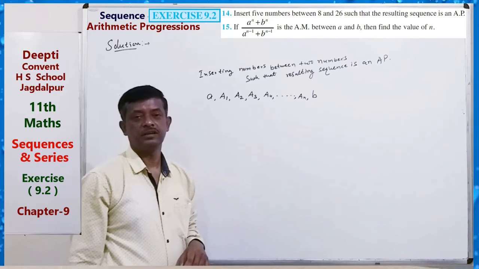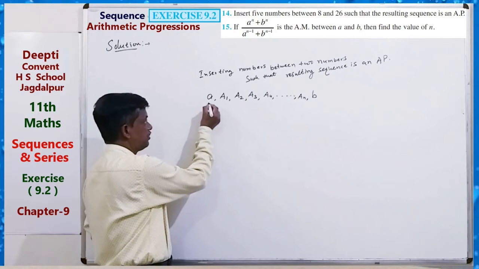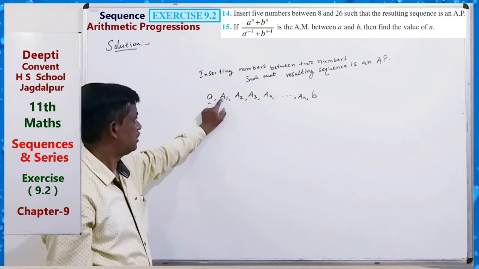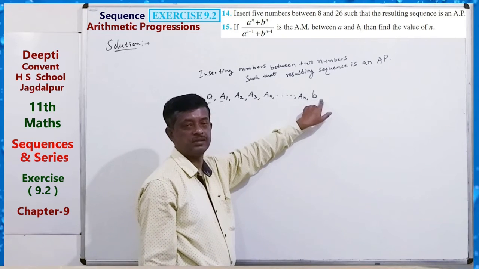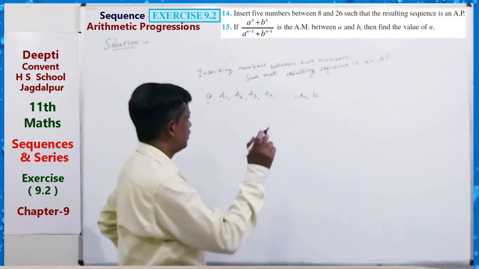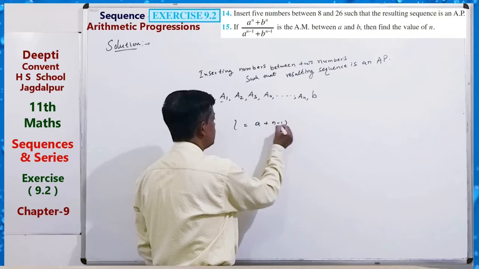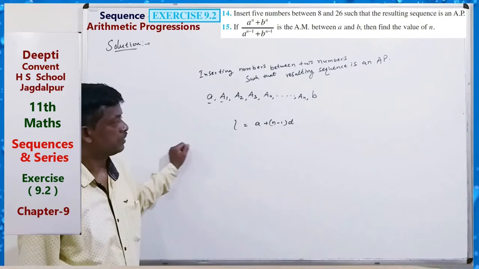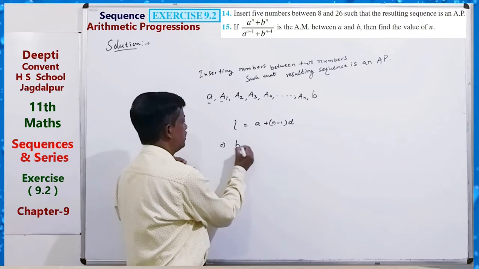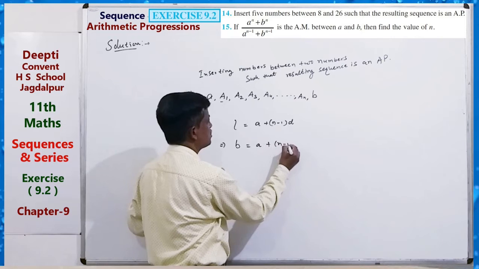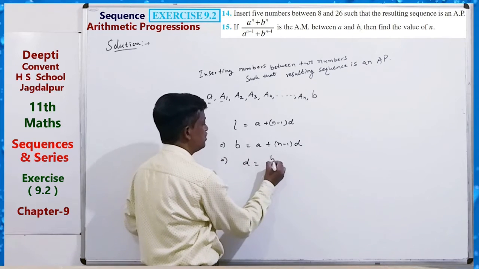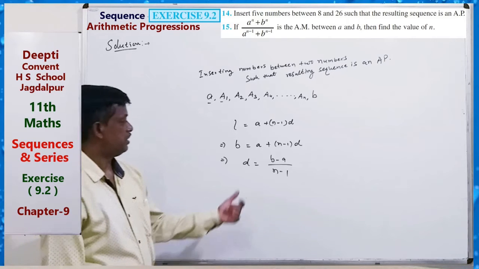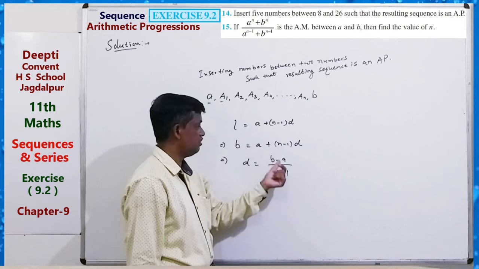This is an arithmetic progression. So this is the first term, A; this is the second term, third term, and so on up to the last term. Here we know the formula L equals A plus n minus 1 into D. So last term B equals first term A plus n minus 1 into D. From here, D equals B minus A upon n minus 1. So we can find the common difference. Here B and A are given.